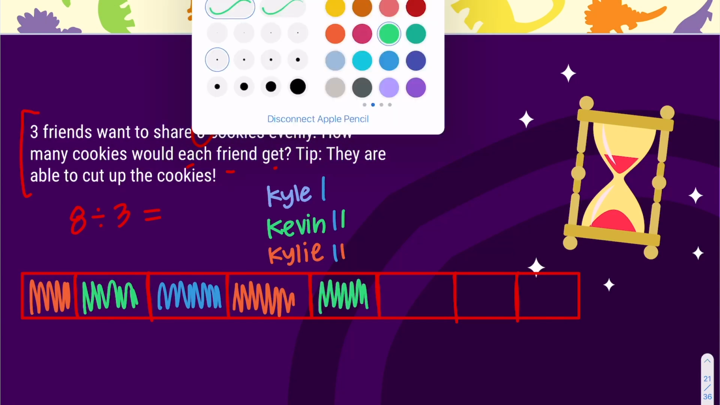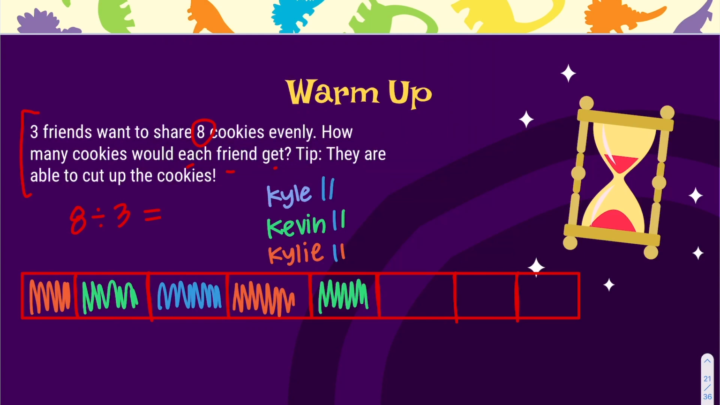And Kyle will get another one as well because we do have another one for him. But now we're stuck with 2 cookies. And here's the tip that I gave you. They are able to cut up the cookies.